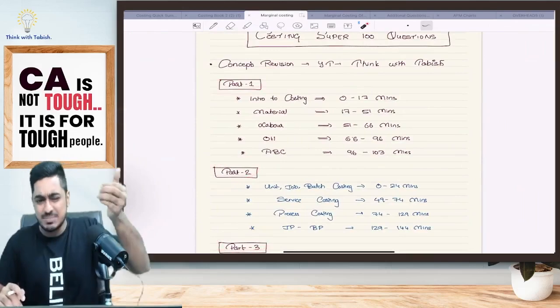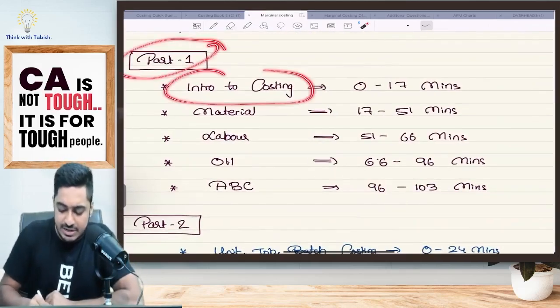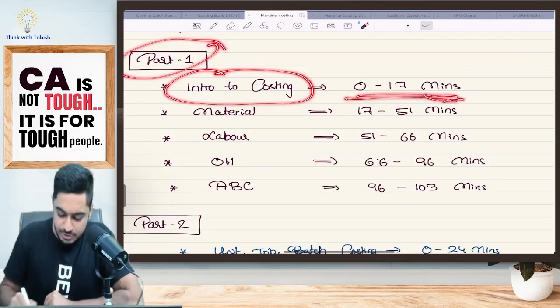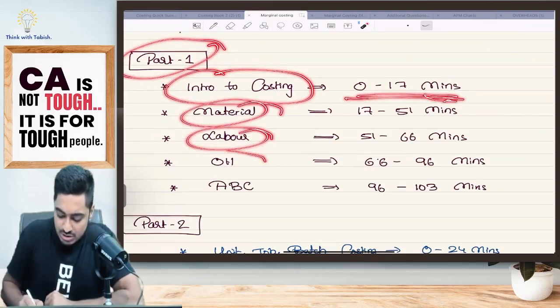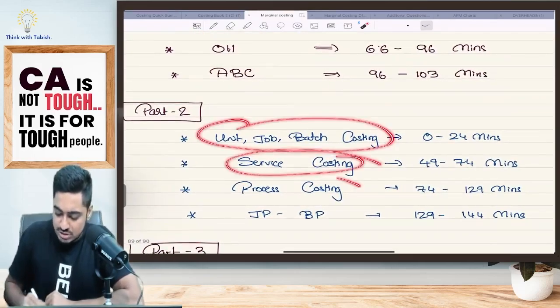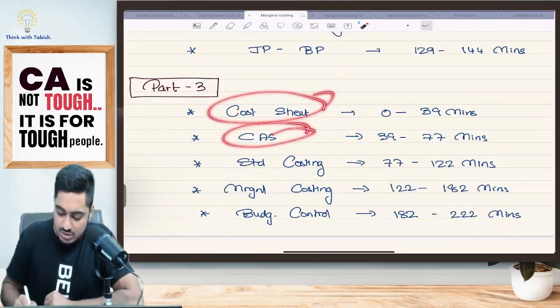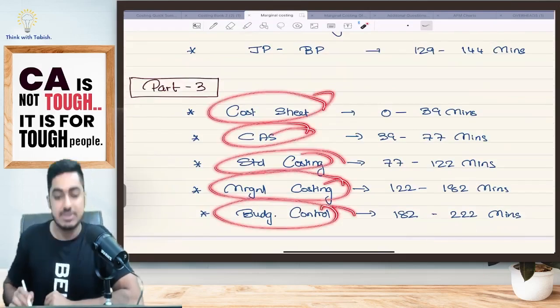The detailed timestamp is anyways given. In part 1 of the video, you have the chapter Introduction to Costing, material costing, labor costing, overheads, ABC. Part 2, you have unit, job, batch costing, service costing, process, joint product, by-product. Part 3 of the video, you have cost sheet, cost accounting system, standard, marginal, budgeting.